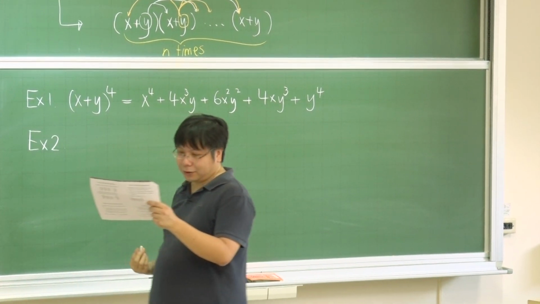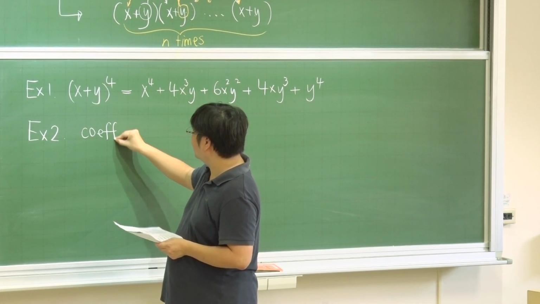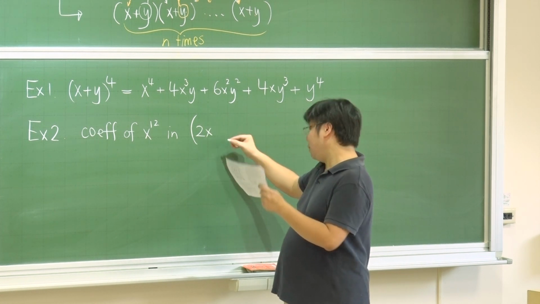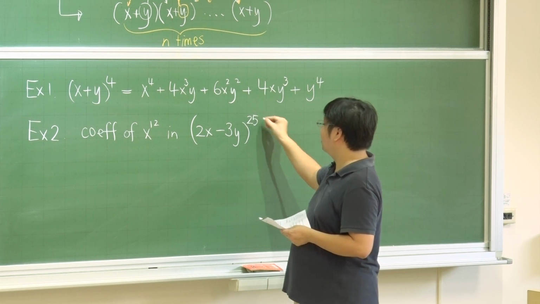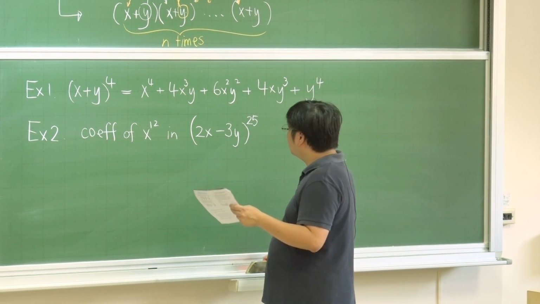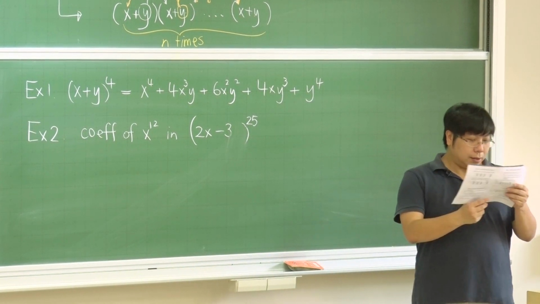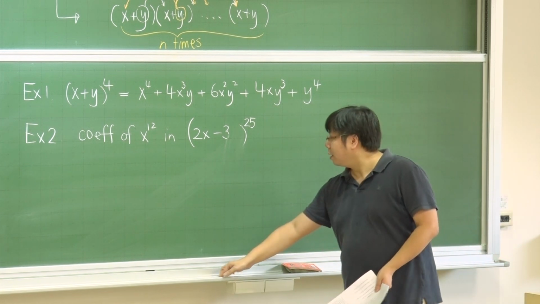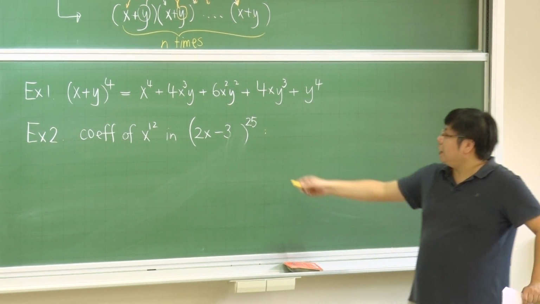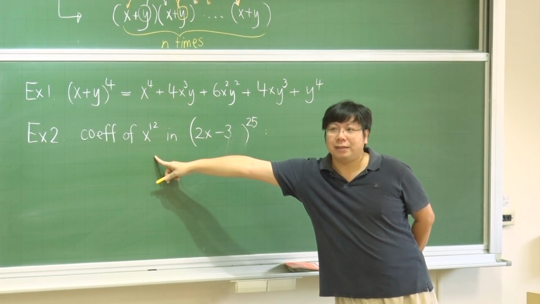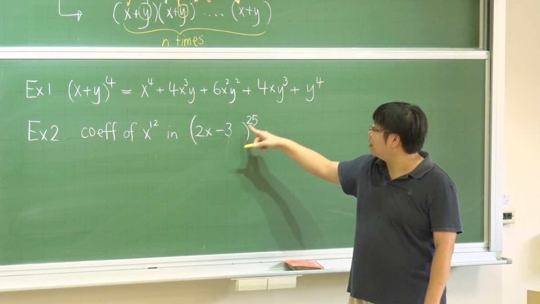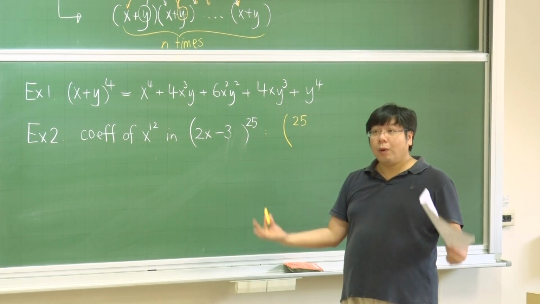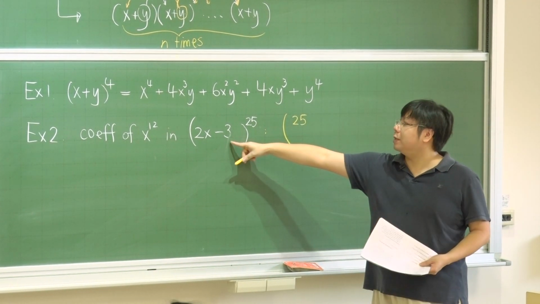And then how about this one? Exercise 2. We want to find out what is the coefficient of x to the power 12 in (2x minus 3y) to the power 25. Let's forget this y. So what is the coefficient of x to the power 12? You need x to appear exactly 12 times, and the remaining term to appear exactly 13 times. There are altogether 25 terms, and you want this one to appear exactly 12 times, or the other to appear exactly 13 times.